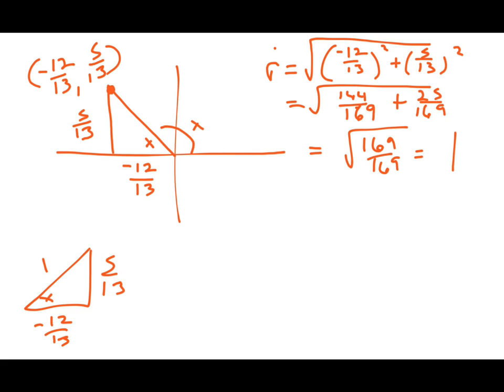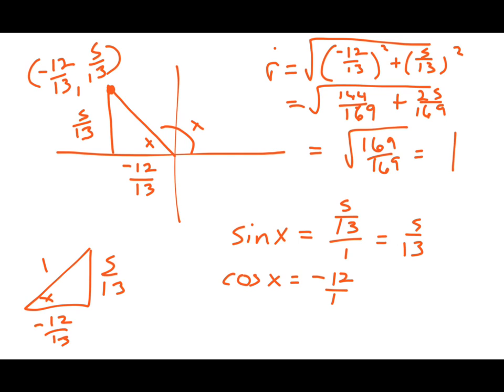Okay, so then sine of x, here's your x, is going to be the opposite over hypotenuse, which is just 5/13. Cosine is adjacent over hypotenuse, or just negative 12/13. And then tangent is opposite 5/13 over negative 12/13, which simplifies to negative 5/12.